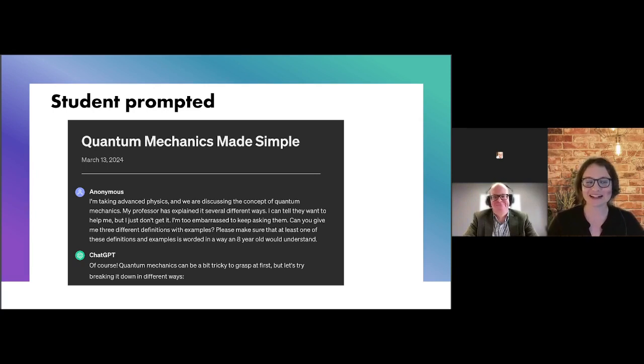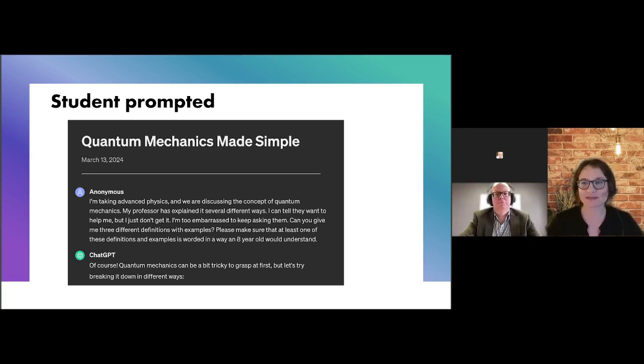And as you can see here, ChatGPT immediately picked up on a few things. Not only the basics of what was expected, where it knew that it needed to give me examples and break it down, but it also picked up on that emotional level where I said, I'm embarrassed, I'm nervous. And so it automatically comes back with these validations, like a student might see if they were to go to a tutoring center. Quantum mechanics can be tricky to grasp at first, this really encouraging language.